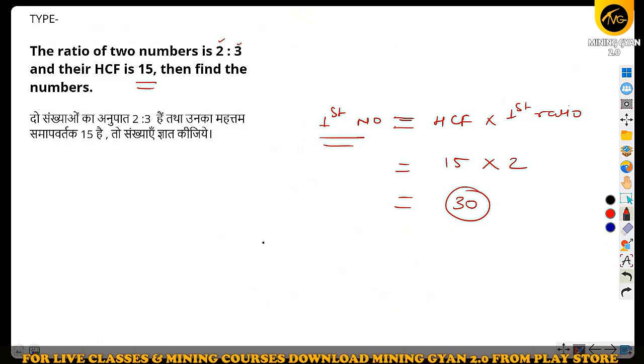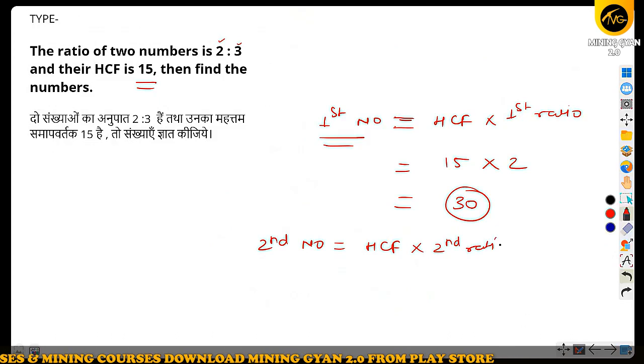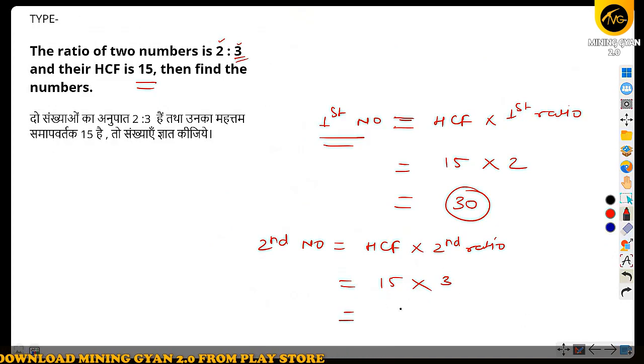Now, how to find out the second number? The second number is equal to HCF into second ratio. So HCF is 15 again, and the second ratio is 3. Now simply multiply these numbers. 15 into 3 is equal to 45. Now the second one is 45.